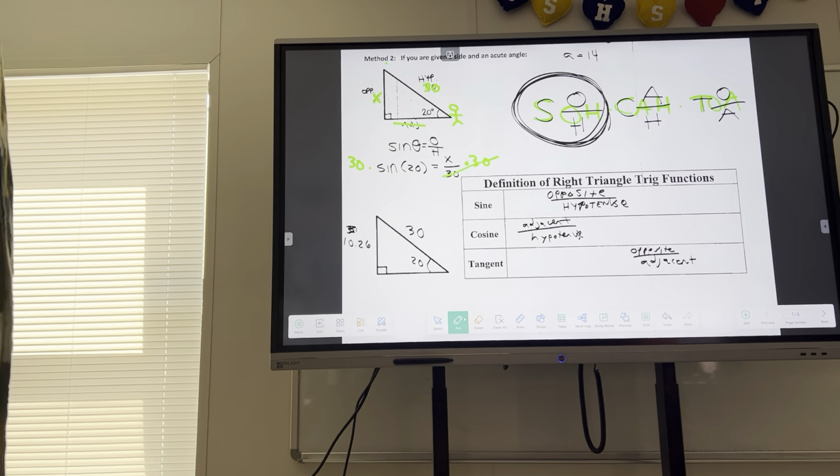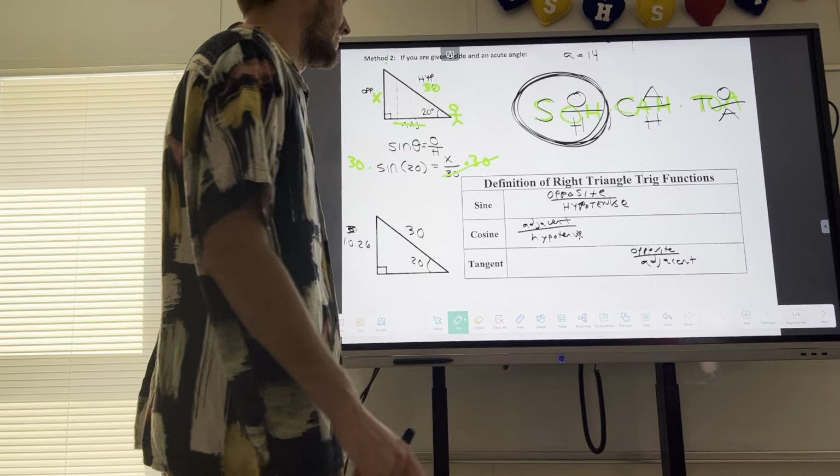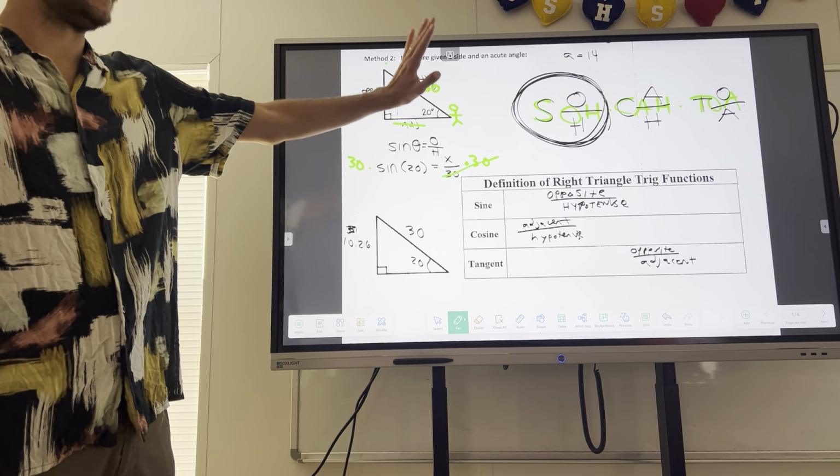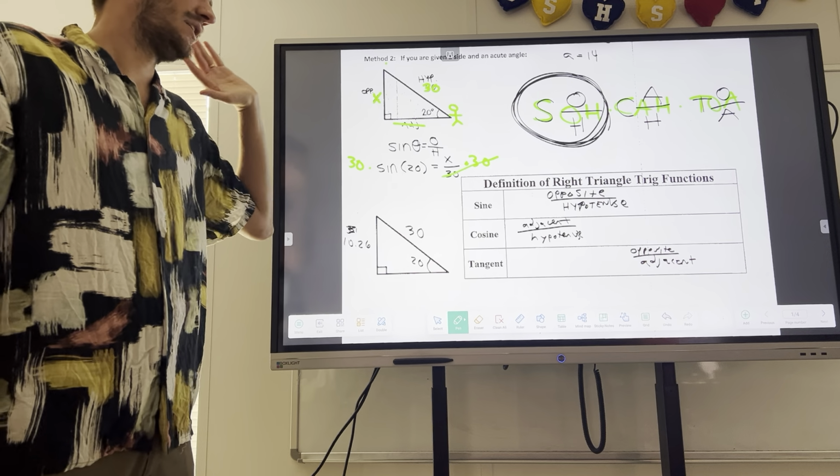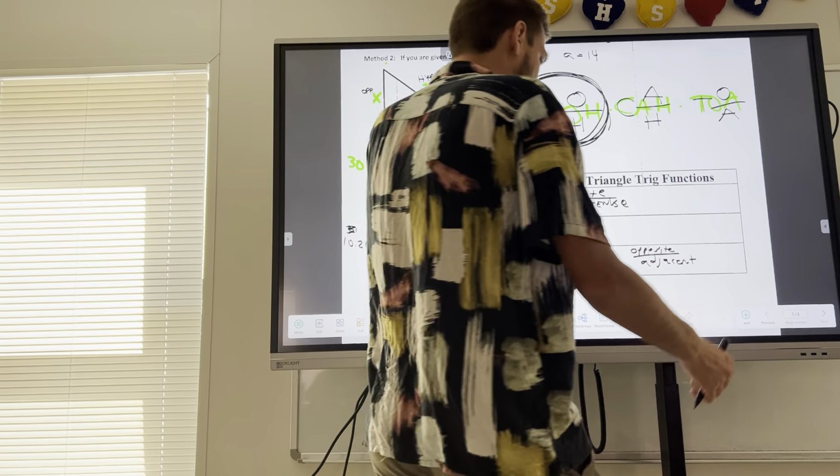I think we've gone so slow on this front side. I think you guys can also throw this in more or less to yourself. Opposite over hypotenuse, adjacent over hypotenuse, and opposite over adjacent. If you're good on that, we're going to flip it.